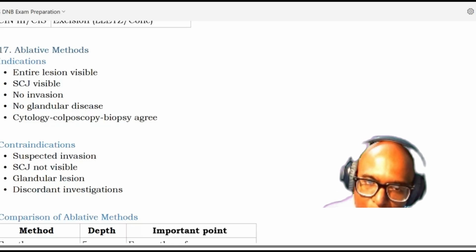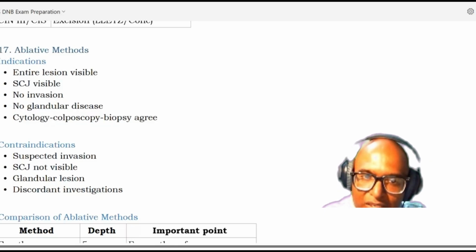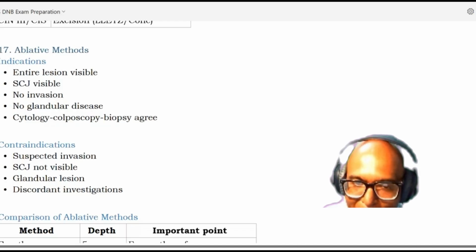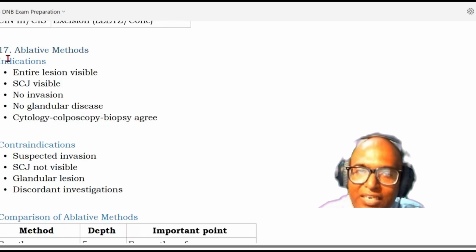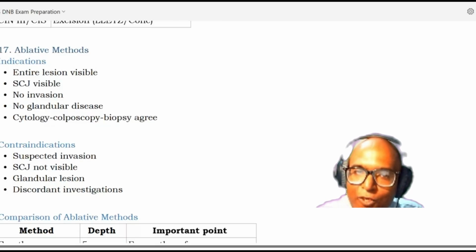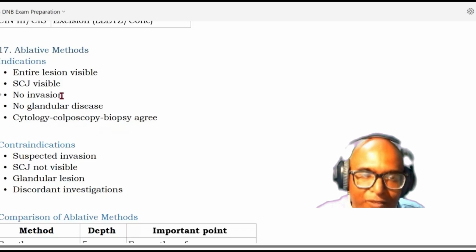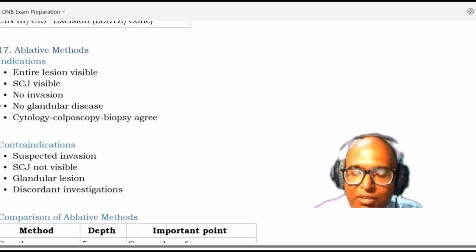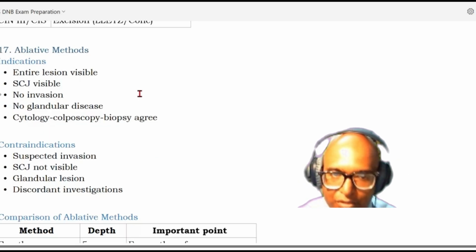Okay, so lesion should be visible, then squamocolumnar junction should be visible, there should be no invasion on the biopsy, no glandular disease, and cytology, colposcopy, and biopsy should match. These are the prerequisites for ablative methods, because you are going to go for conservative management. So entire squamocolumnar junction should be visible, entire lesion should be visible, there should not be any invasion. Then it should not be a glandular disease, so CGIN is not a choice for the ablation. Then cytology and colposcopy and biopsy should match.